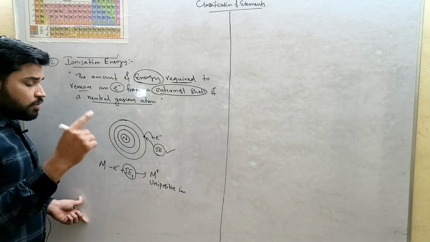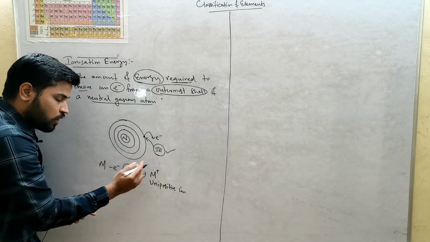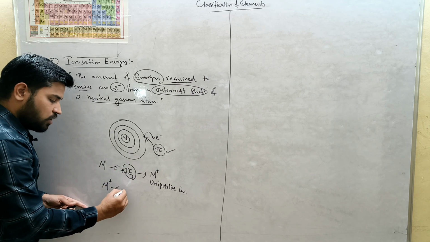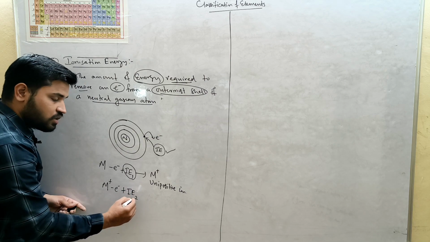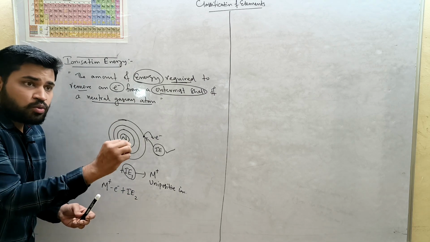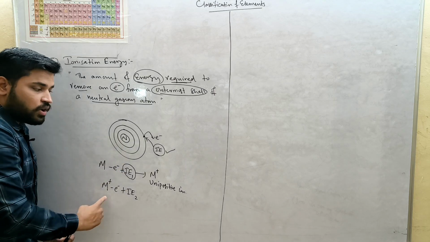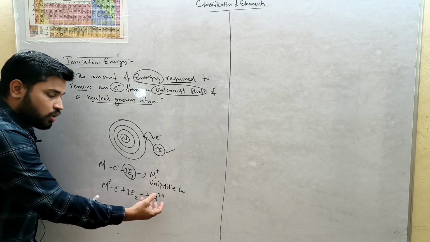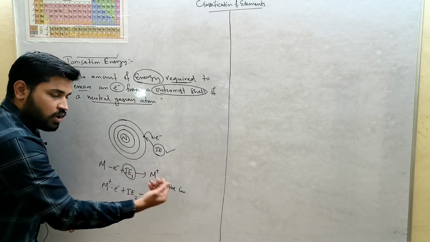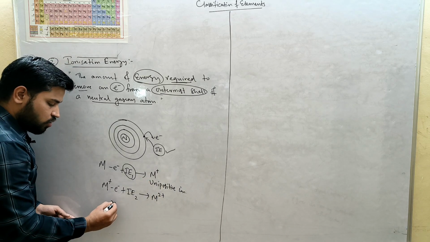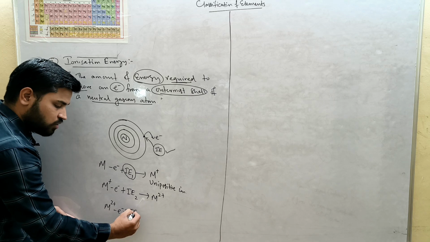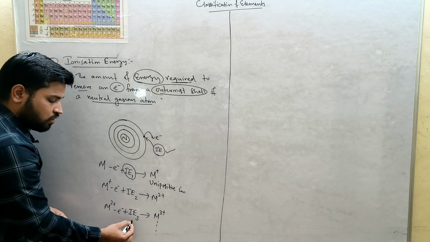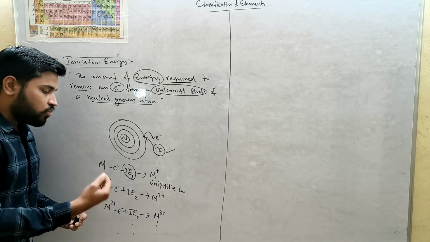If you want to remove one more electron from this unipositive ion, again you have to provide energy. That energy is called second ionization energy, because you are removing another electron from the unipositive ion. Now it becomes M2 plus. If you want to remove one more electron from this doubly positive ion, again you have to supply energy, that is third ionization energy. It will become M3 plus. It keeps on going, so if we keep on removing electrons, we have to keep on giving energy.